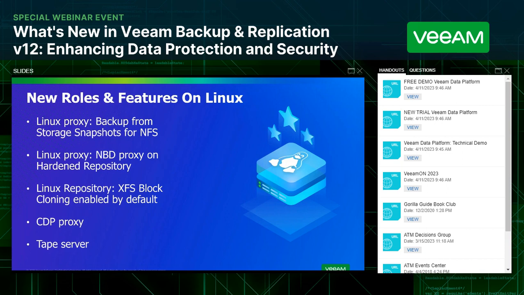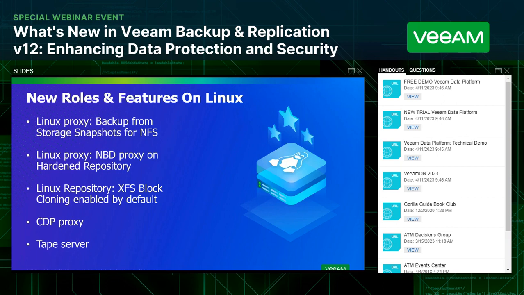So with that in mind, there's been some definite enhancements and improvements with v12 and Linux. As we already saw, we got the Linux hardened repository. That's a real first-class citizen when it comes to storing your backups. Additionally, now with the Linux proxy, you can back up from storage snapshots for NFS. So if that's something you find useful, we're definitely seeing interest in that in the field right now. For Linux hardened repositories, you can now actually install the network block device proxy mode on there as well. So that's to say, you've got this Linux hardened repo, you'd like to get some more use out of it. It can now hold that proxy role as well.